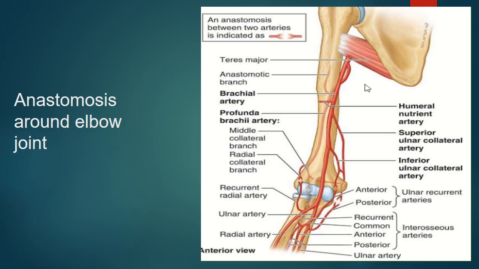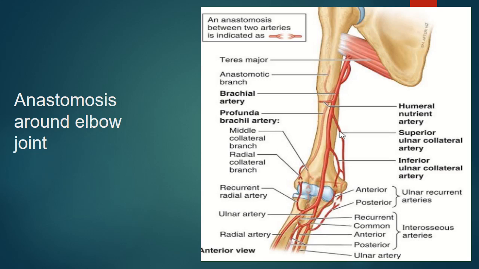Let's have a review of the branches of brachial artery. This is the brachial artery, as you already know. It gives off a branch which is termed the profunda brachii artery, this one. This profunda brachii artery gives off 2 terminal branches: the radial collateral branch, which comes on the anterior aspect of the lateral epicondyle, and the middle collateral branch, this one, which lies posterior to the lateral epicondyle.